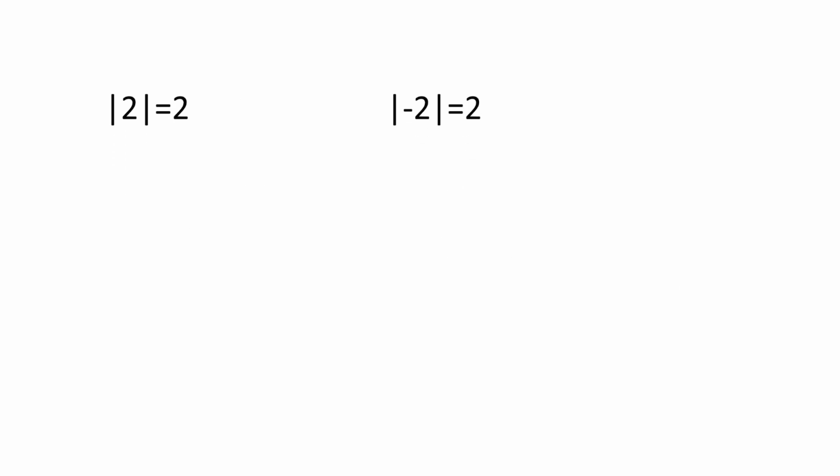If I have the absolute value of 2, and these bars here just mean absolute value, that means that the number 2 is 2 spaces away from 0. So our answer is 2. But then also if I have the absolute value of negative 2, negative 2 is also 2 spaces away from 0. So its answer is actually just a positive 2.